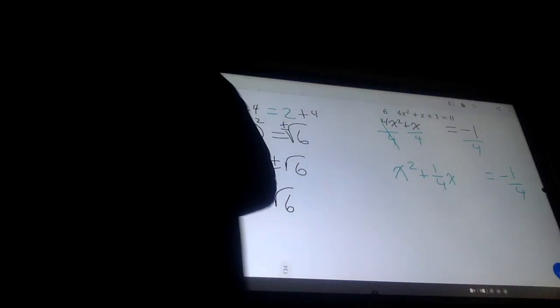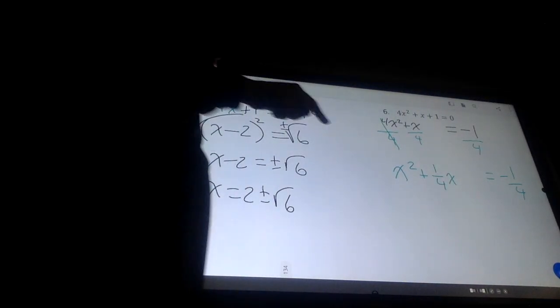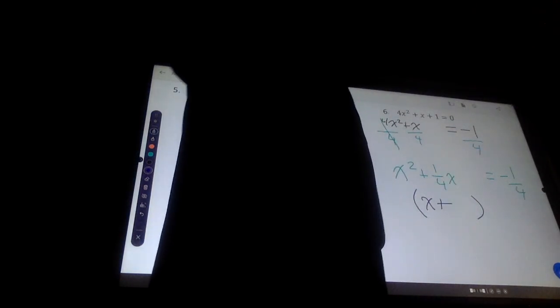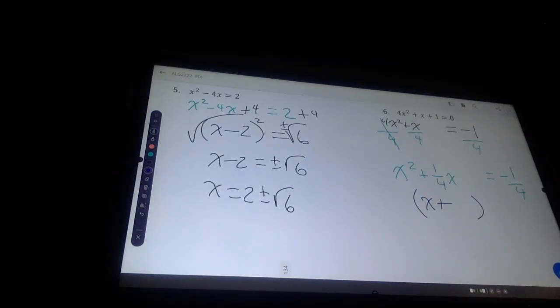Okay. Set up our parentheses. What did I say? How do you take half of a fraction? What do you double, the top or the bottom? If I take half a fraction, do I double the top or do I double the bottom? Bottom. So half of 1/4 is 1/8. Agree? Okay, 1/8 squared, 1 times 1, 8 times 8.